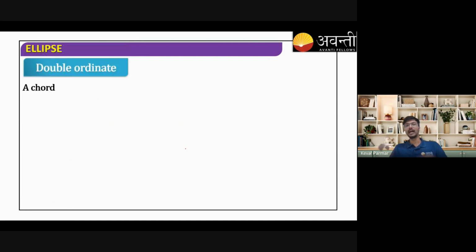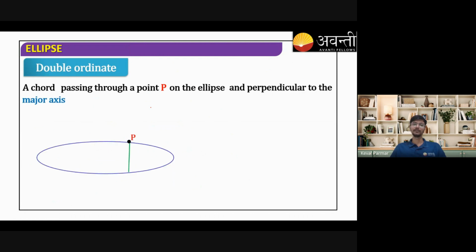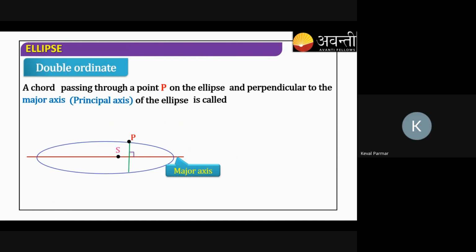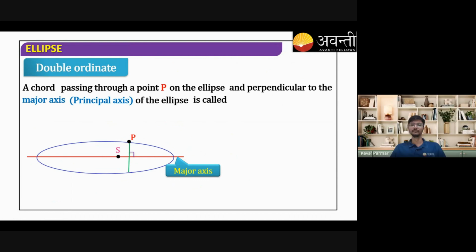Chalo, double ordinate. I hope you know the definition of double ordinate. What is a double ordinate? It is a chord which is perpendicular to the axis. That's what we have been seeing. A chord passing through point P on the ellipse and perpendicular to the major axis. So this is perpendicular to the major axis. That means this is known as the double ordinate.